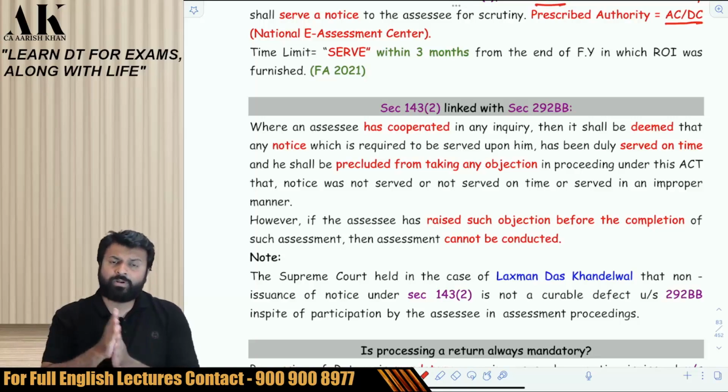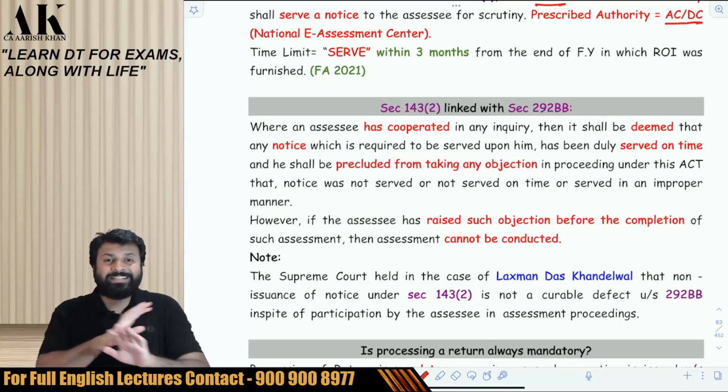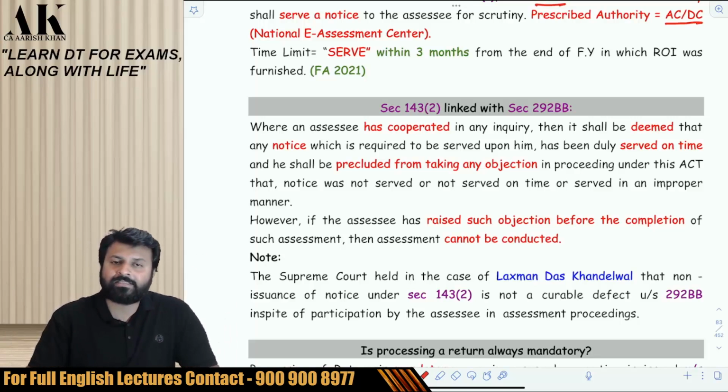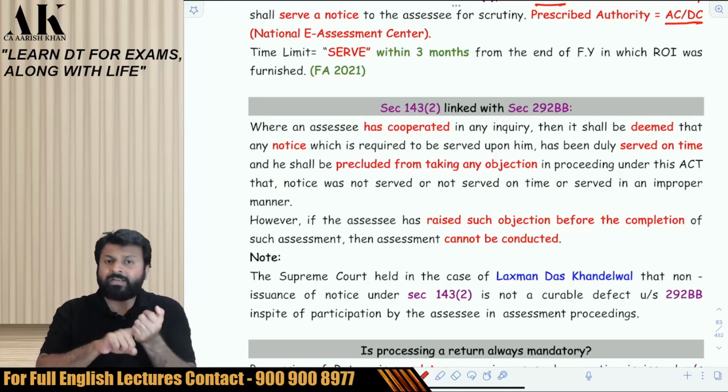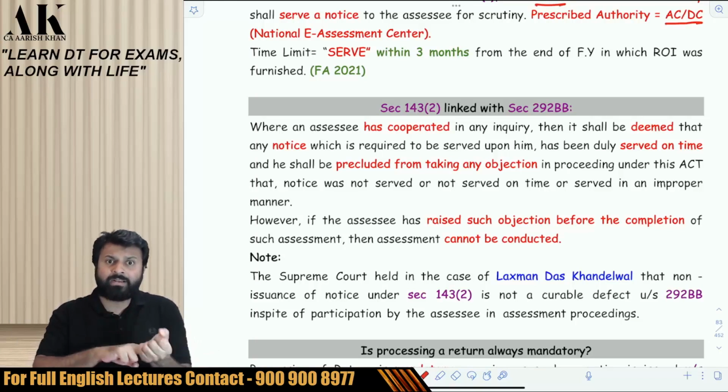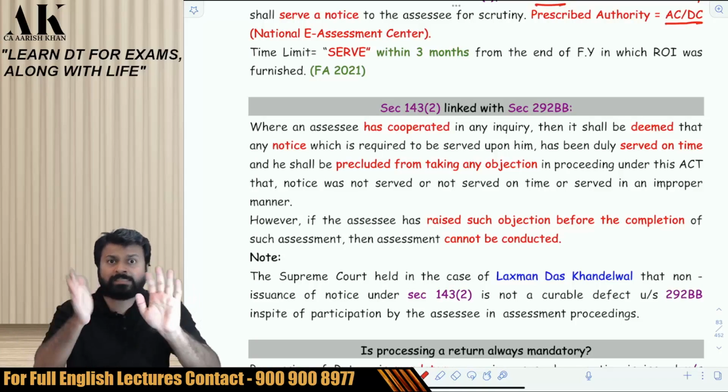Now there is one more angle over here. Suppose the department has not sent you a notice and they have completed the assessment. In that case there is no mistake on the part of the assessee, and the assessee can object even after completion of assessment. There is a difference between sending a notice late, sending a notice in an improper manner, and not sending the notice at all.